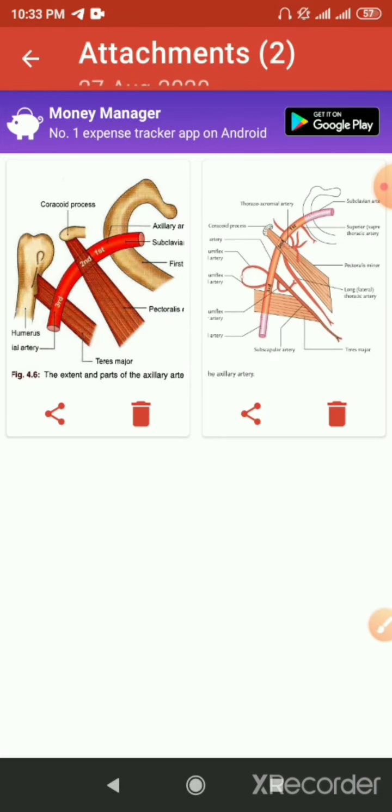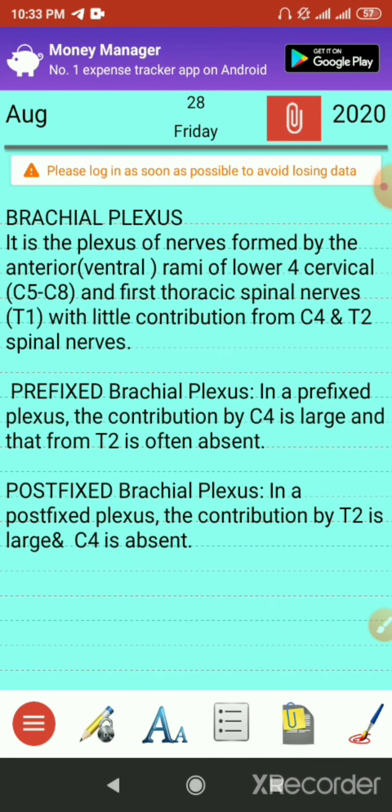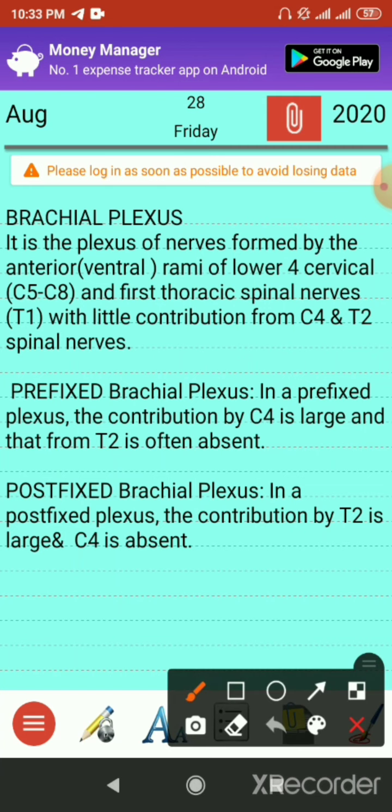Now let's go to our main topic, that is the brachial plexus. The brachial plexus, what is it? It is the plexus of nerves which is formed by the ventral rami of the lower four cervical nerves, that are the C5, C6, C7, C8 spinal nerves, and first thoracic spinal nerve, that is thoracic one, with some little contribution from C4 and T2 also.